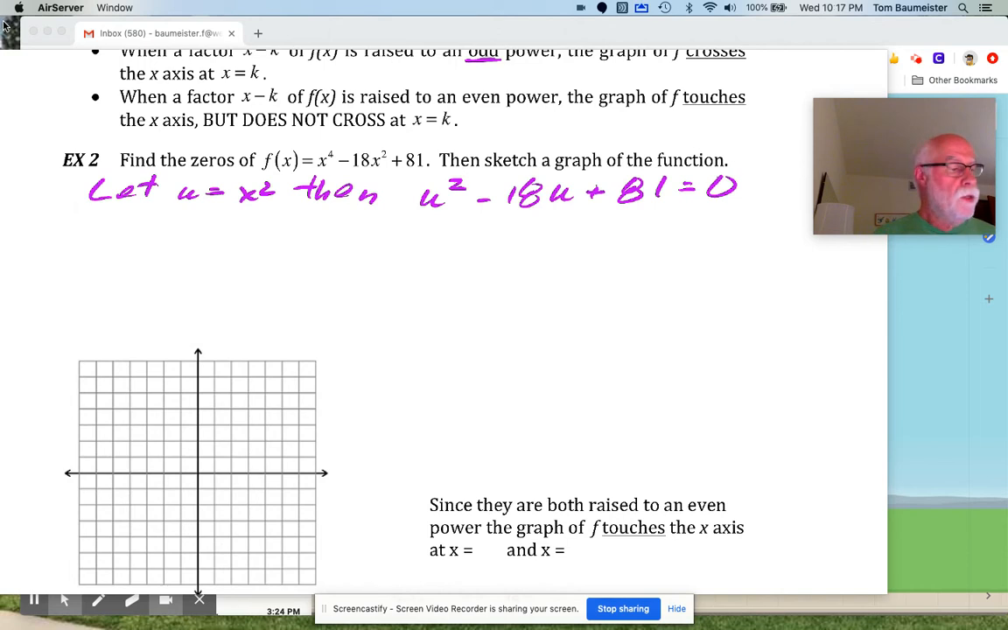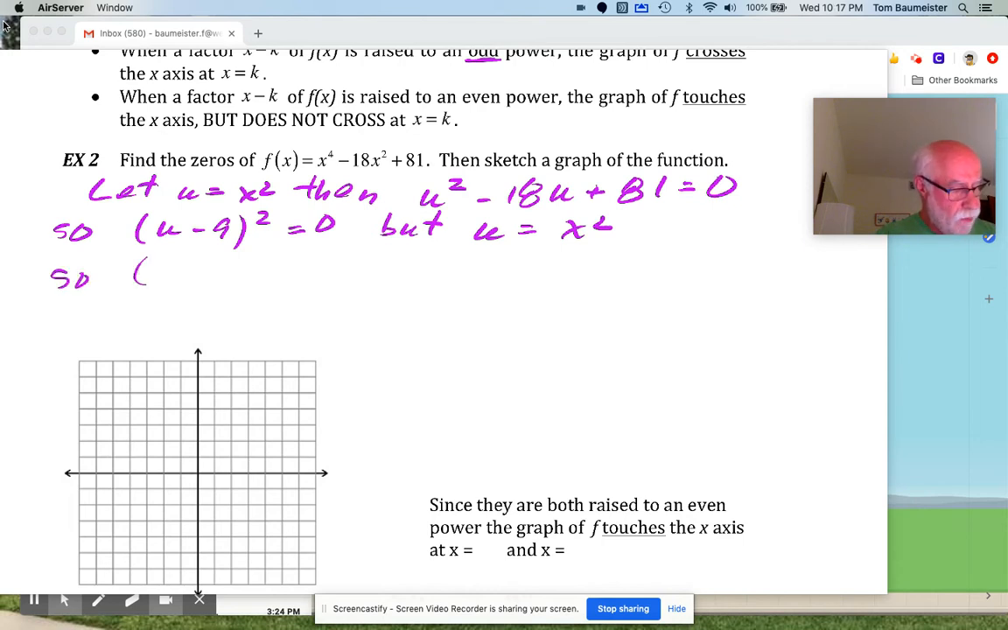Okay, so if that's the case, then again, that is a perfect square trinomial. So I can say then that u minus 9 squared is equal to 0. But again, remember that u was equal to x squared. So what that tells us is that I have x squared minus 9 squared is equal to 0.